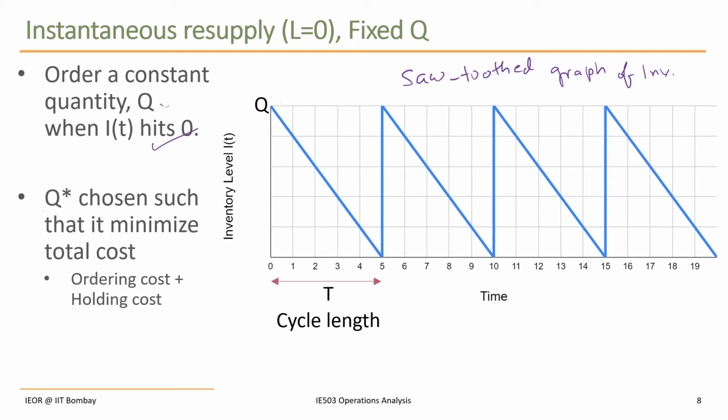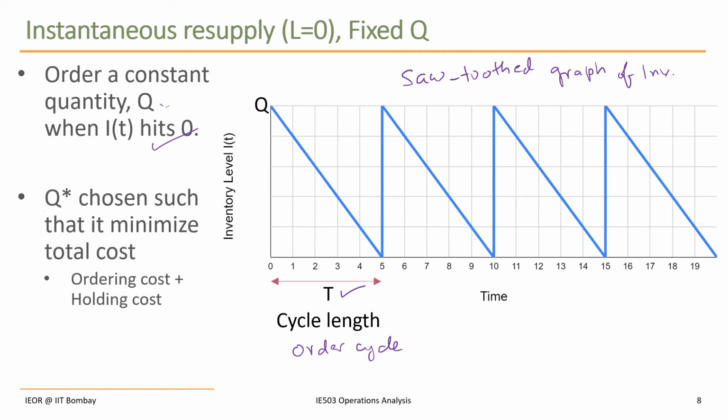Let's introduce a new term. The duration for which the quantity Q that you ordered actually lasts until you need to order again is called the cycle length or order cycle length. So that is the duration for which the quantity that you ordered or received lasts until the next order is issued. That is called the cycle length, denoted by capital T.